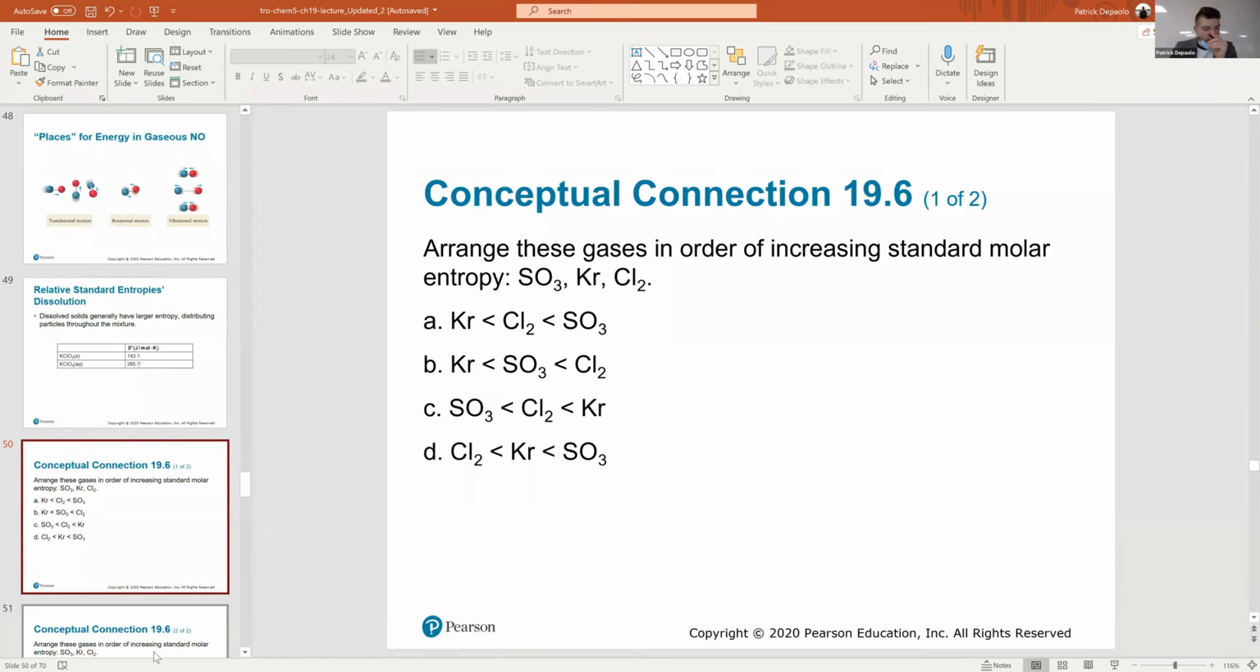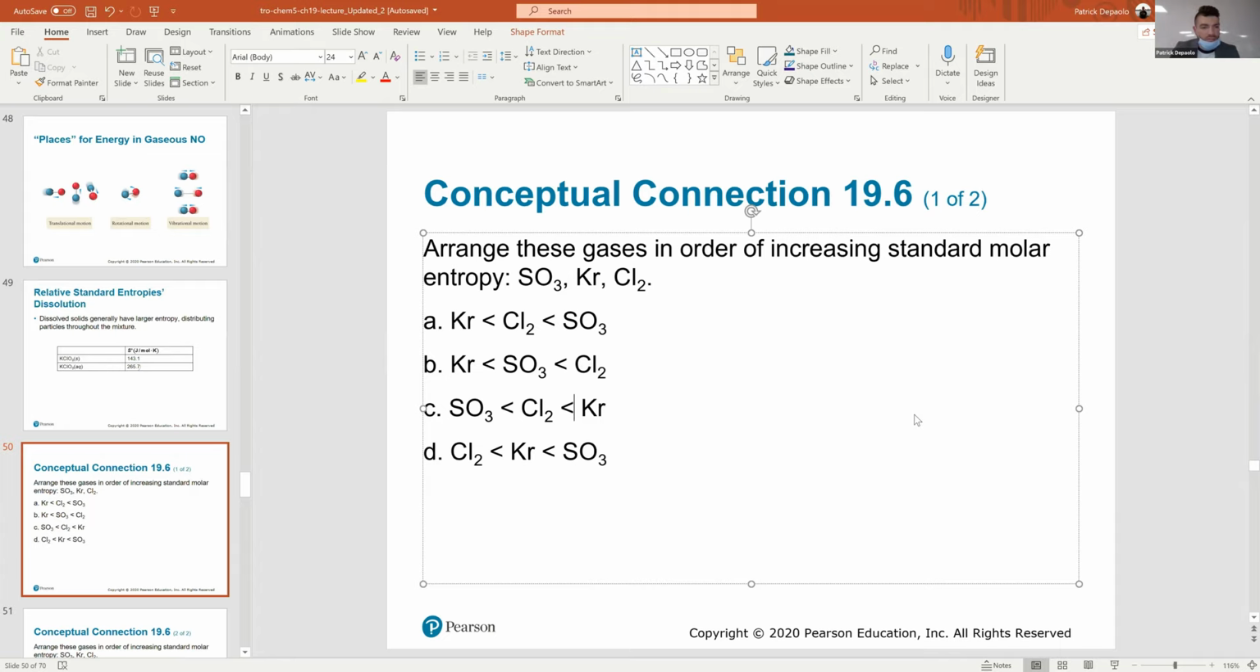Okay, so we'll do this one and then we'll probably call it a day and do the rest next week after the exam. All right, so arrange these gases in order of increasing standard molar entropies. So SO3, Kr, and Cl2. So what do we think? Ding, ding, ding, got an answer. A. Yes, the answer is A.